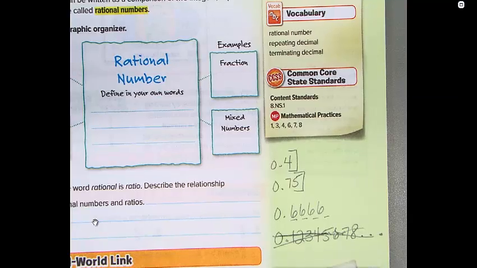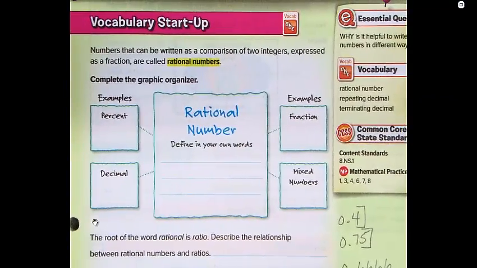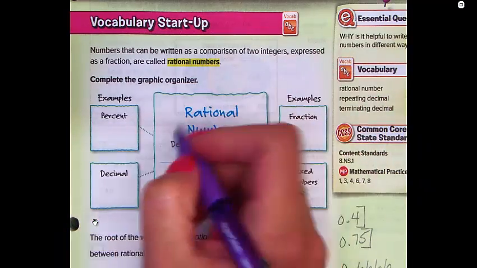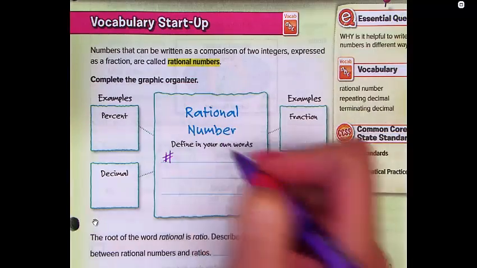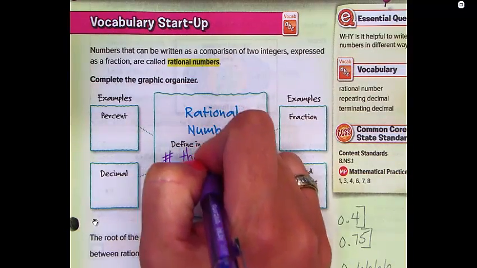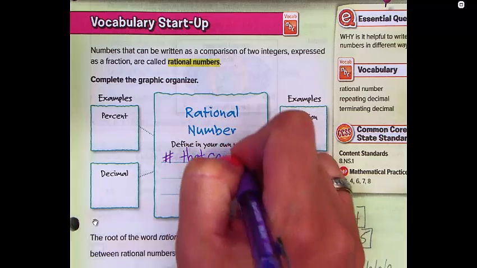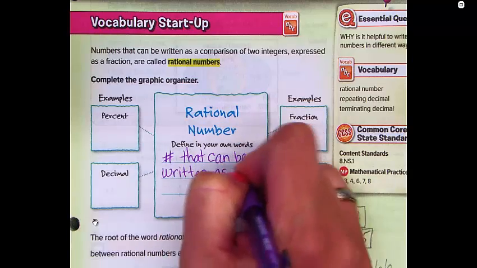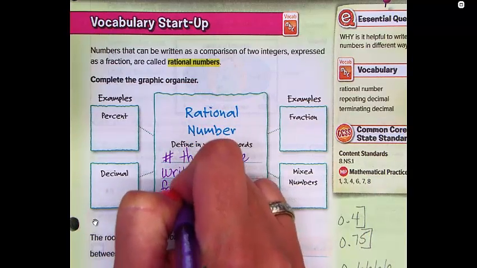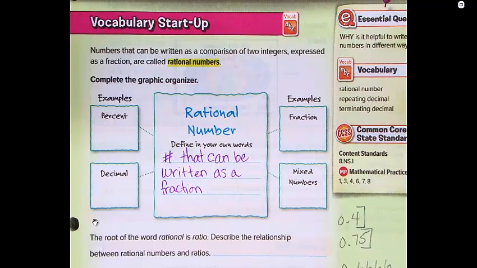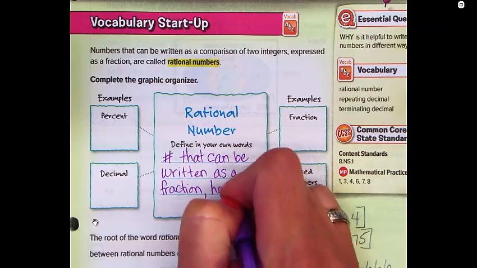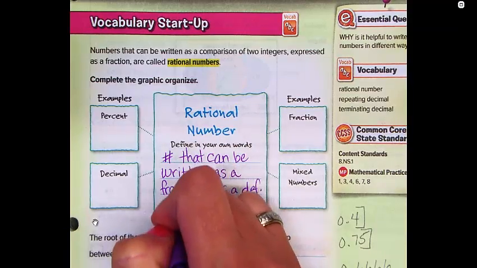Okay? So based on that information, we're going to write a definition for what a rational number is. A rational number is a number, and I'm going to abbreviate some things, like I'm not going to write out "number." It's a number that can be written as a ratio or fraction, and we've already given some examples. It has to have a definite end, or it repeats.